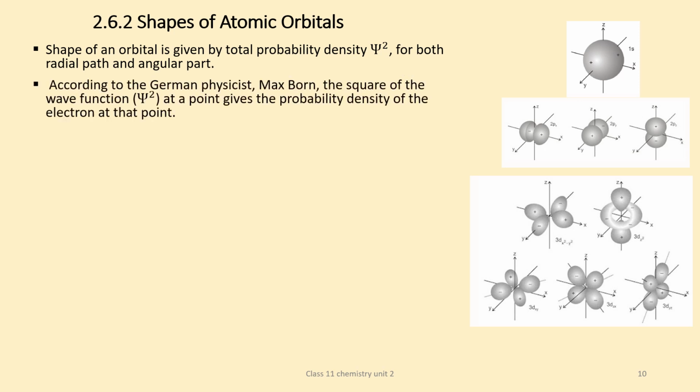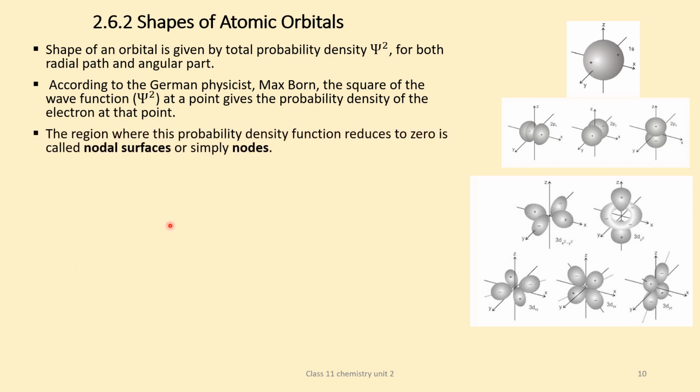According to German physicist Max Born, the square of the wave function at a point gives the probability density of the electron at that point. The region where this probability density function reduces to zero is called a nodal surface, or simply nodes. Please note once again, the region where the probability density function reduces to zero is called the nodal surface, or simply nodes.